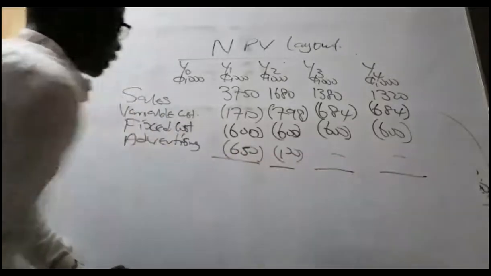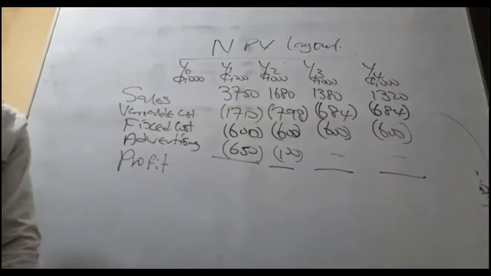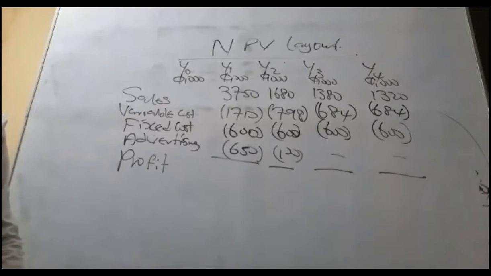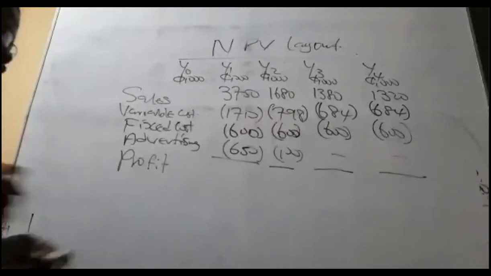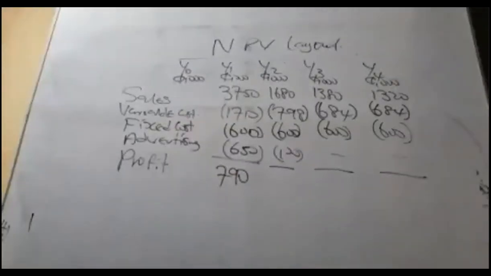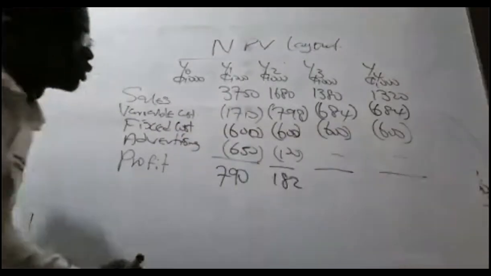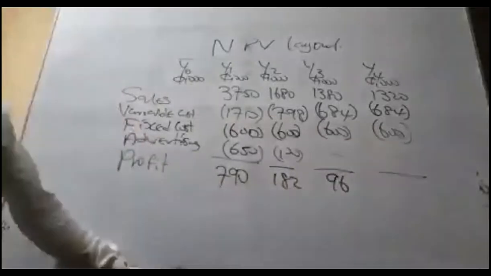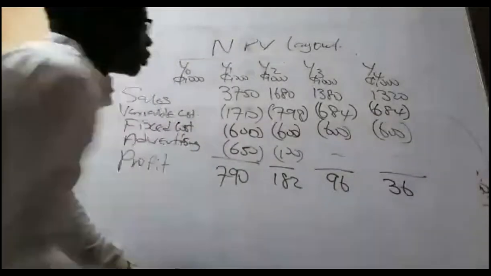So let's quickly calculate the profits. So profit will be, okay, now let's see. So 790. Good. 182. 96. And finally, 36. Good. That is it.